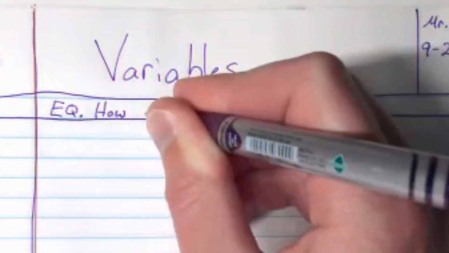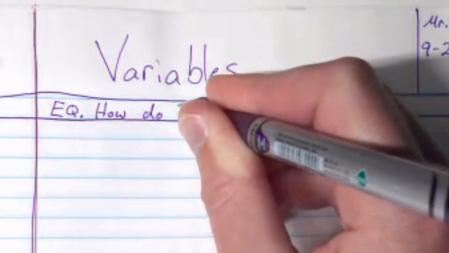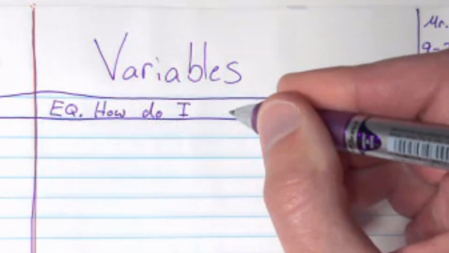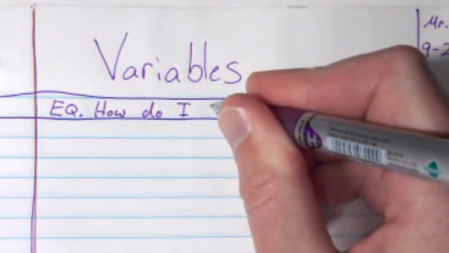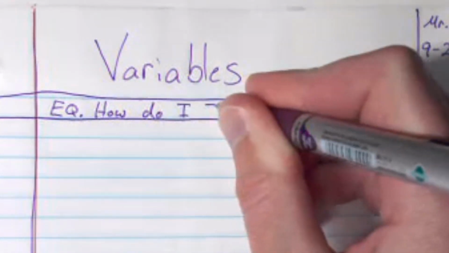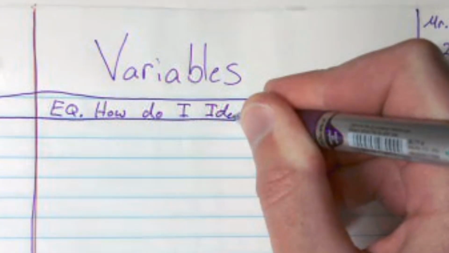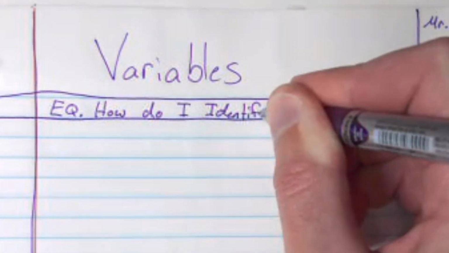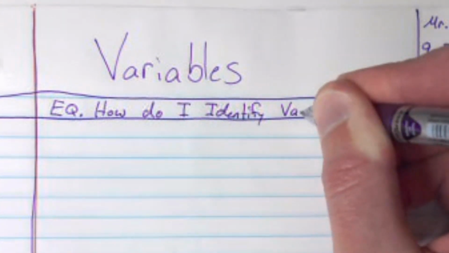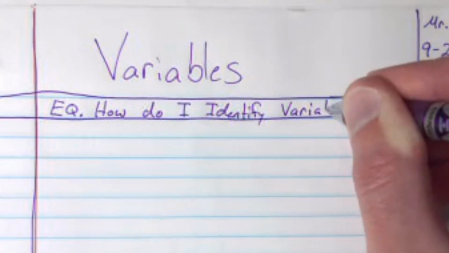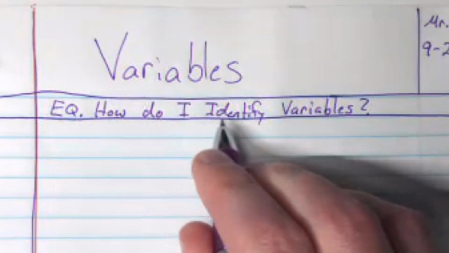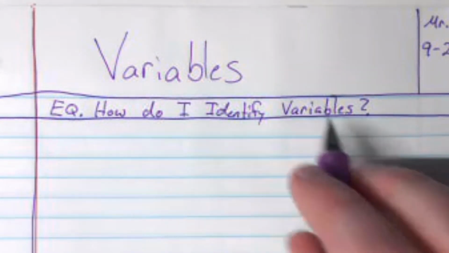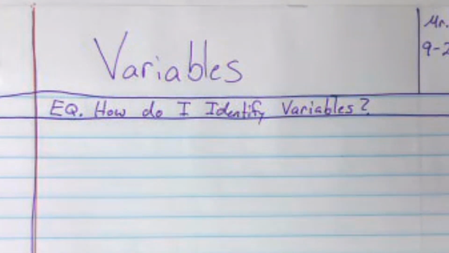The essential question: how do I identify variables, because there's a lot of different kinds of variables. So how do I identify variables? So we're going to talk about that.